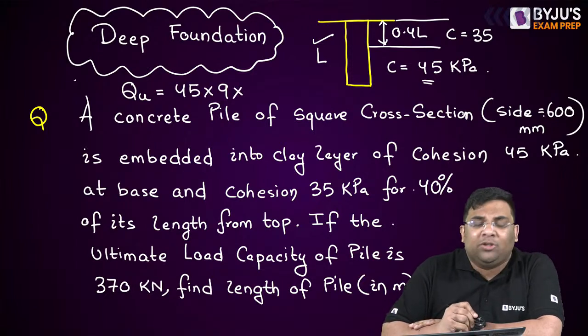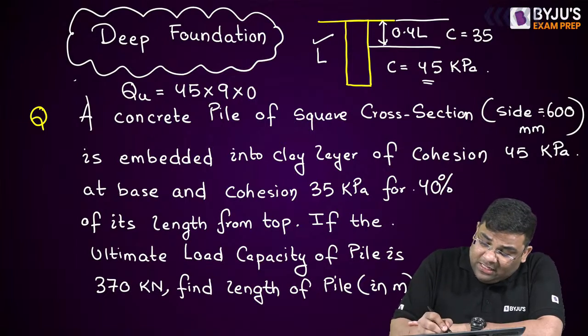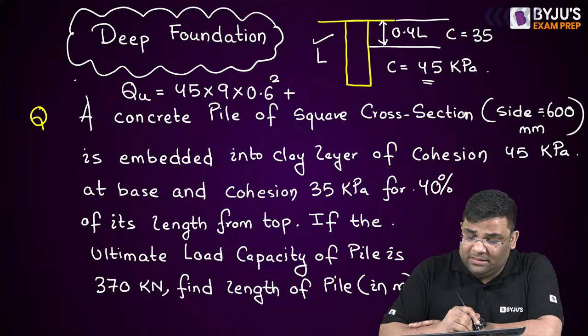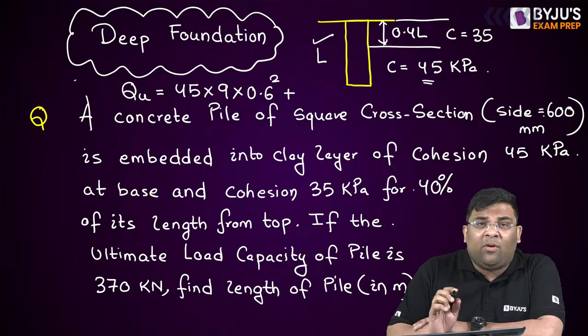Area of base will be how much? It's a square cross section. So 600 mm is 0.6. So 0.6 squared. Plus, this is the end bearing resistance, right? Plus, the next one is skin friction. When finding the skin friction, what is the formula?